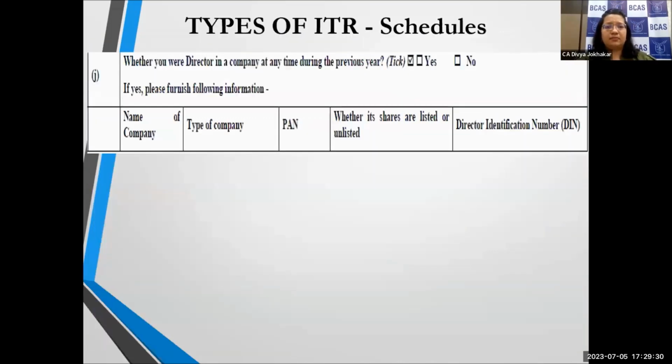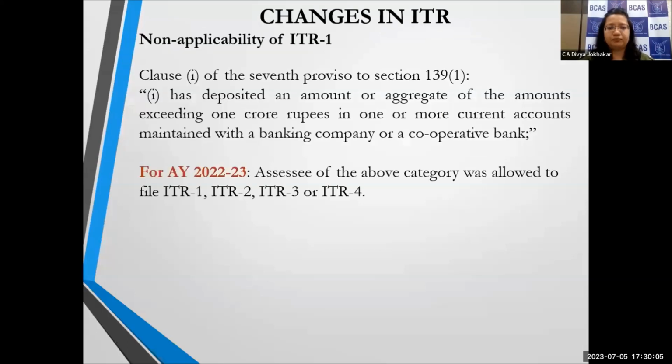So here is how the question would look like, whether you were a director in a company during the previous year or not. And only if you put a yes, then the fields come up and you will have to give the information whether you are also having shares in that company or not. This is why I was explaining that the difference between ITR 1 and 2 has only this field, which is mainly different and which is more crucial for those assessees who are salaried and are directors in a private limited or a public limited company.